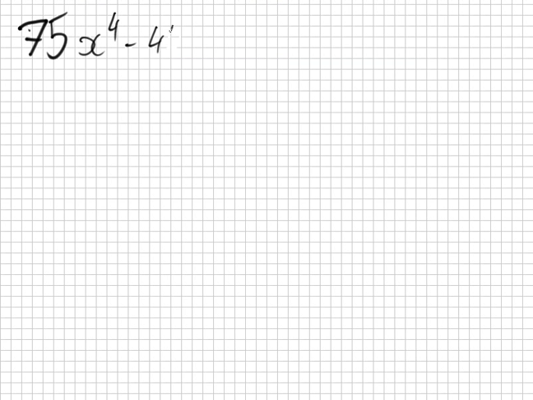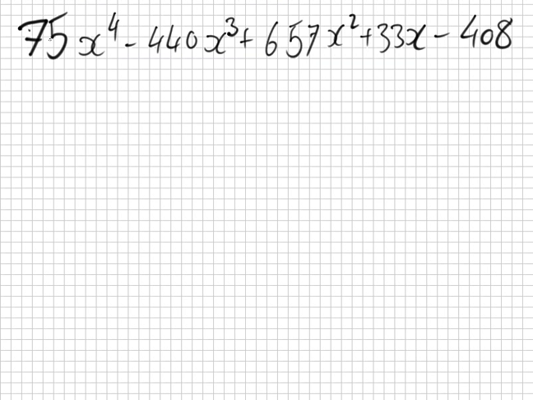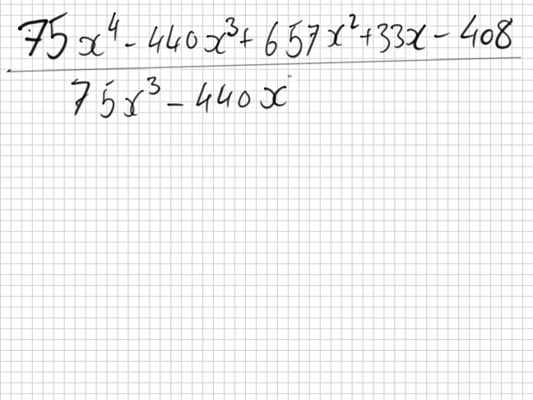75x^4 minus 440x cubed plus 657x squared plus 33x minus 408 all over 75x cubed minus 440x squared plus 832x minus 512.